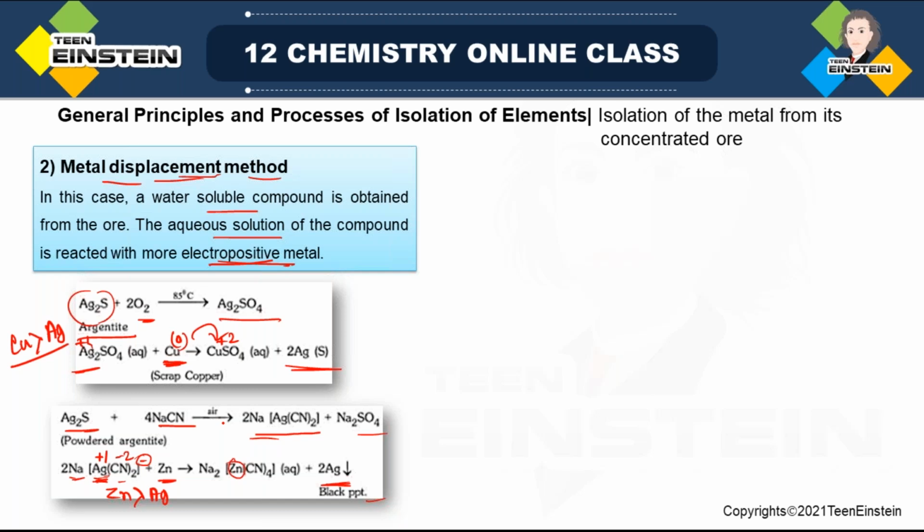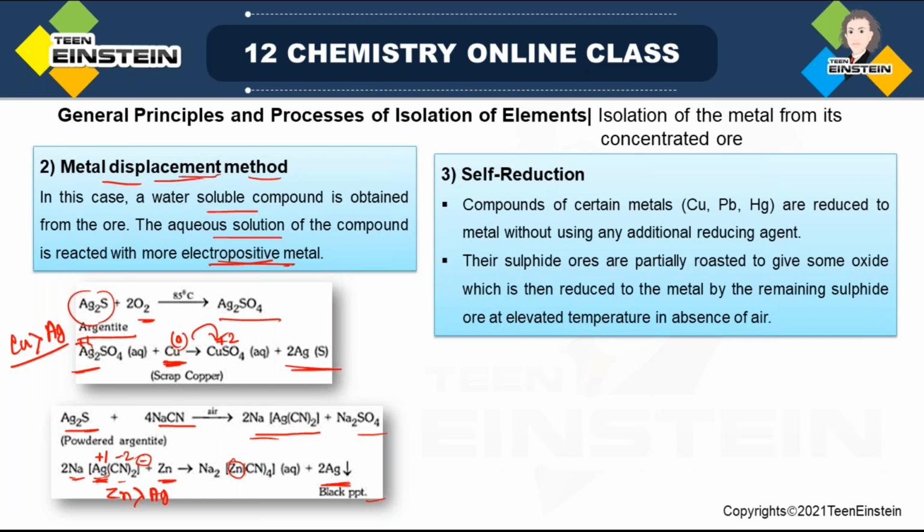The next method will be self-reduction. When we say self-reduction, that means we are not using any external reducing agent. The metal itself, that is the metal which we are trying to isolate, which we are trying to get in the metallic form, will itself act as the reducing agent.